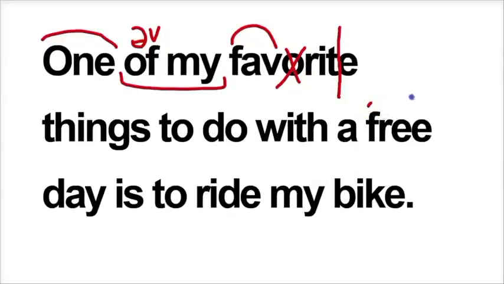So I notice both the words free and day have a lot more length than the others. Things is a content word. It is a noun. But it's more generic than free and day. I think that's why I didn't give it as much time. One of my favorite things to do with a free day.